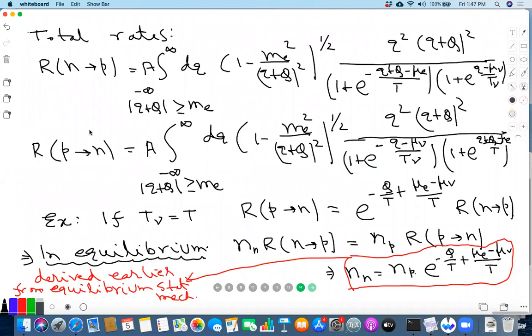And similarly for Rp to N, you can do a similar calculation. Again, the cross sections are the same, related by crossing symmetry. But what changes are the occupation numbers of the final state and the initial state, and that's why these factors are different.